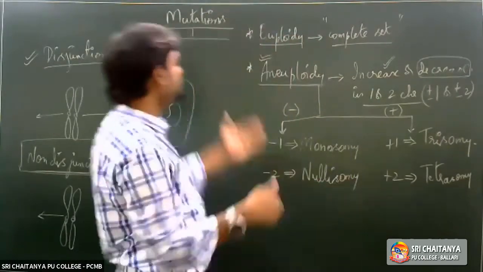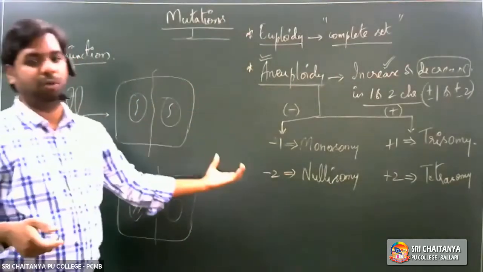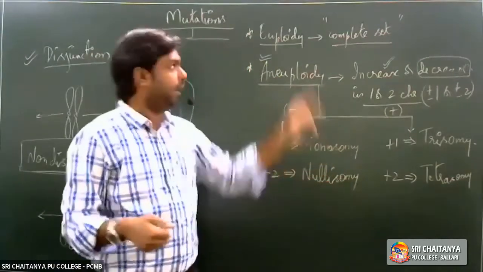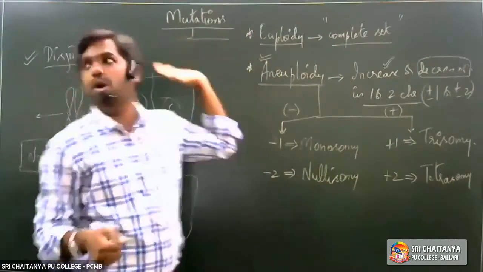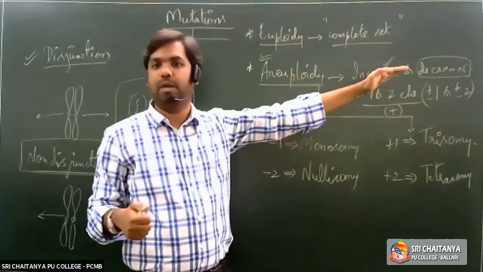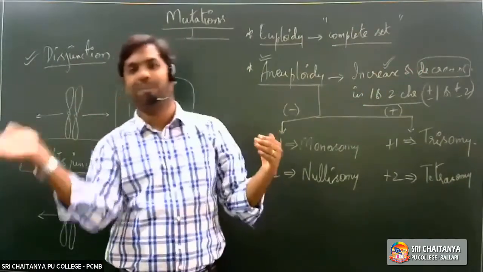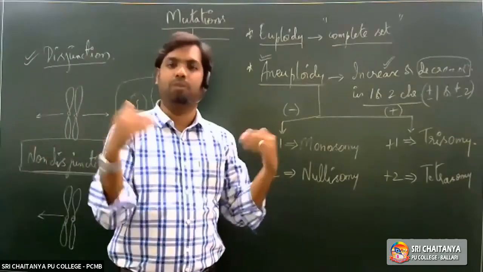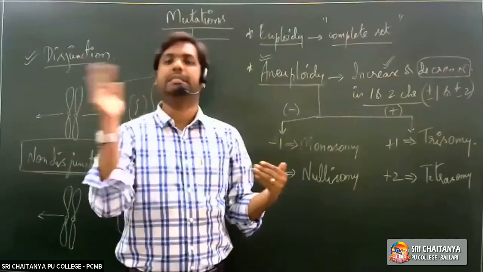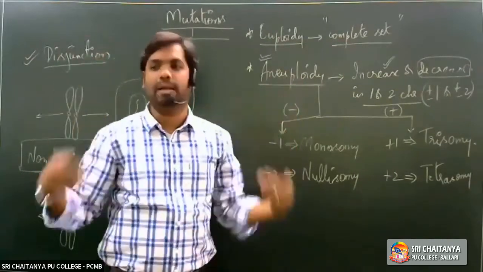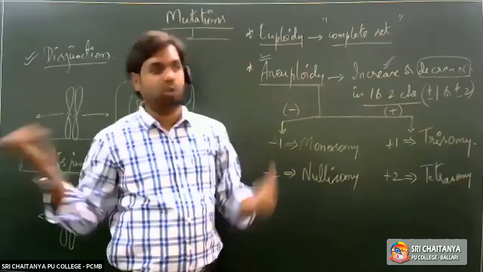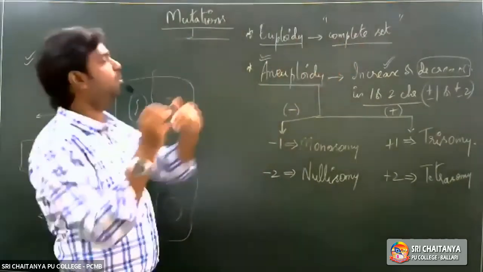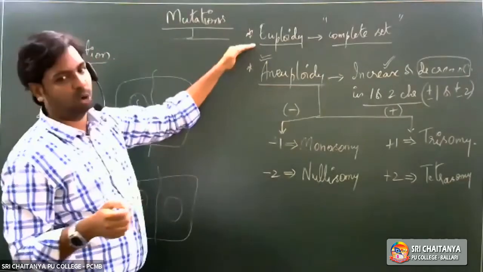Then we moved on to numeric or genomic mutation, where there is an increase in the chromosome number. In case of euploidy, there is an increase by one complete set of chromosomes. If we have a haploid, one complete set is added. To the diploid, another complete set is added. To the triploid, another complete set is added. Tetraploid, and it goes on like that. We call it polyploid. So one complete set of chromosomes is added every time. Such a type of mutation, we call euploidy.